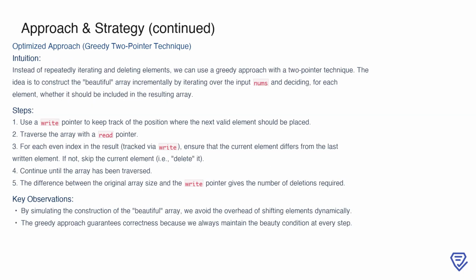A more efficient solution is the optimized approach, which uses a greedy two-pointer technique. Instead of repeatedly iterating and deleting elements, the idea here is to build the beautiful array incrementally. This is done by using 2 pointers, a write pointer, which keeps track of where the next valid element should be placed, and a read pointer, which traverses the original array.